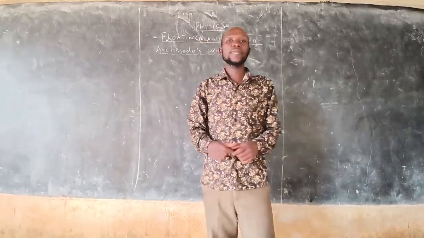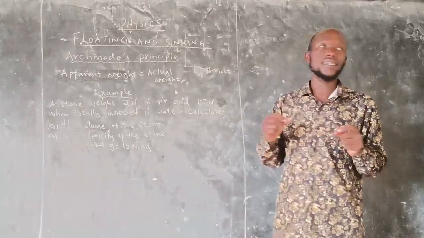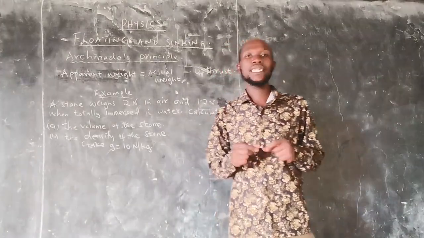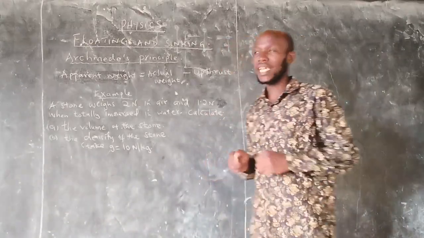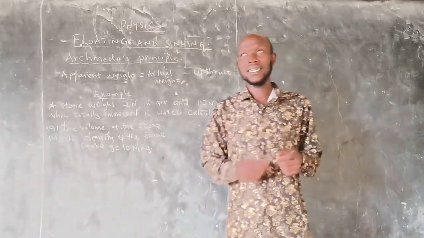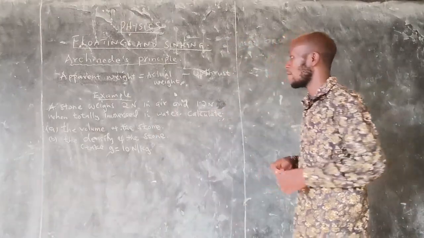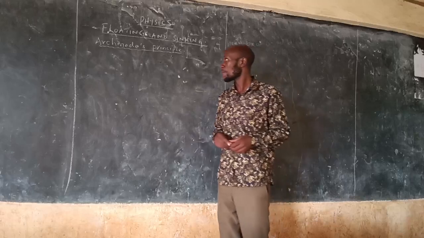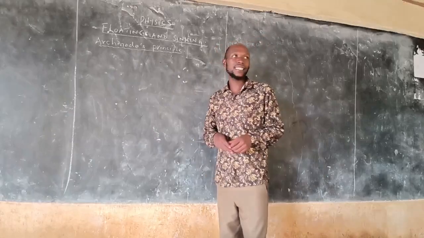Now, Archimedes' principle states that when a body is either partially or totally immersed in a fluid, it experiences an upthrust equal to the weight of the fluid displaced. Remember, a fluid is either a liquid or a gas. So air is a fluid, water and liquid is a fluid. Then we'll look at an example and be able to calculate what is this upthrust.